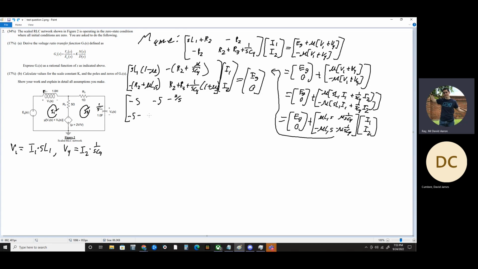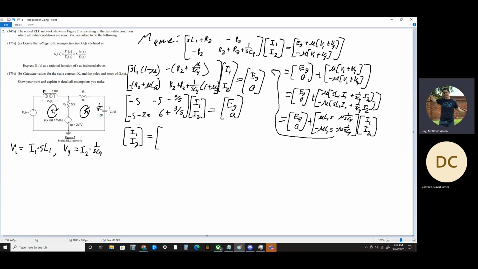Negative 5 minus mu L, so that's 2 times 1, so that's negative 5 minus 2S. And then the right side is going to be R2, which is 5. R3 is 1. That's going to be 6. Plus 1 over S times 1 plus mu, so that is going to be 3 over S. I1, I2. And then we got EG here, and we got a 0. And now we move that over. I1, I2. Then the right side is going to equal.